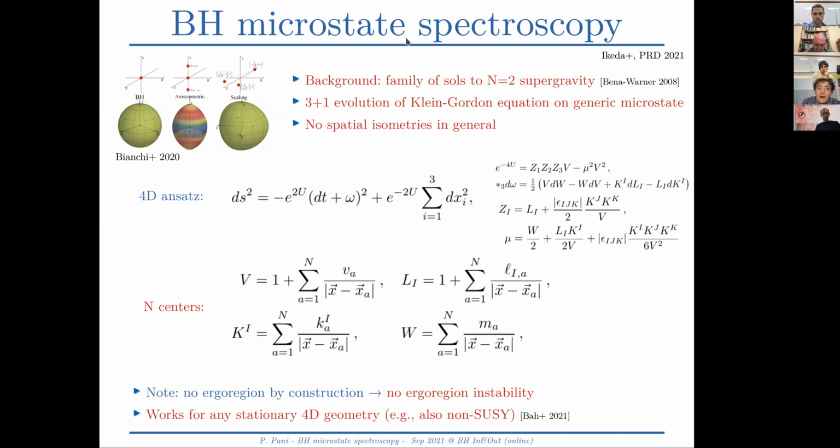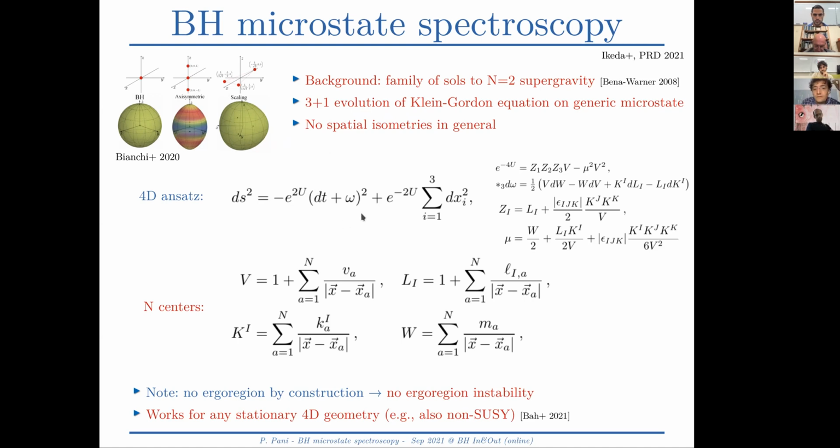So, taking a background geometry, which is one of these solutions of N=2 supergravity, and studying the 3+1 evolution of a Klein-Gordon test field. So it's an extra scalar field on this microstate. The point that makes things complicated is that this microstate does not have any spatial isometry. So in general, it can be arbitrarily deformed in a way that is very different from Kerr in principle. And this, of course, makes the problem tractable only numerically with a 3+1 evolution code.